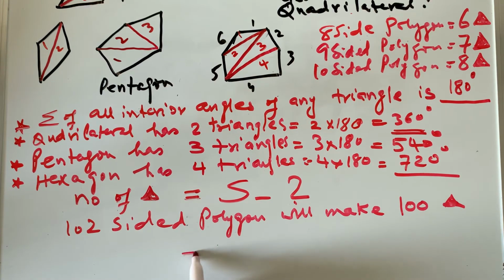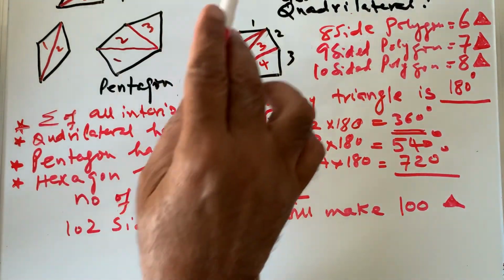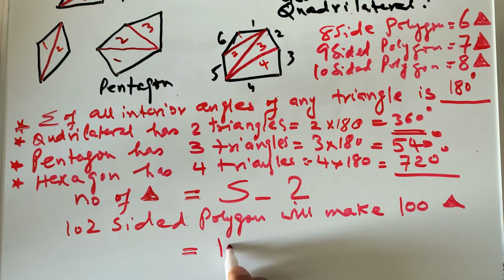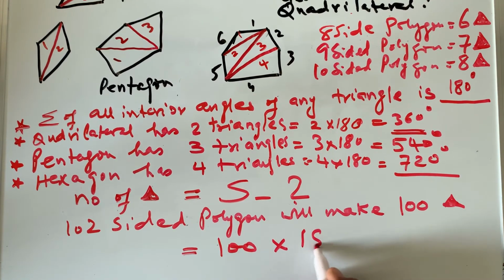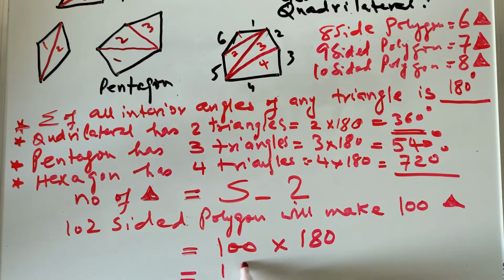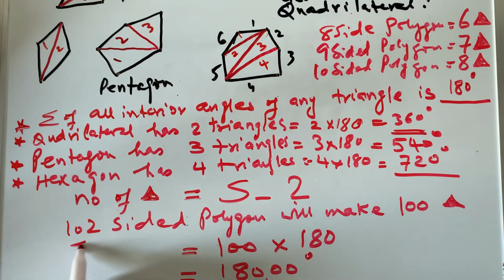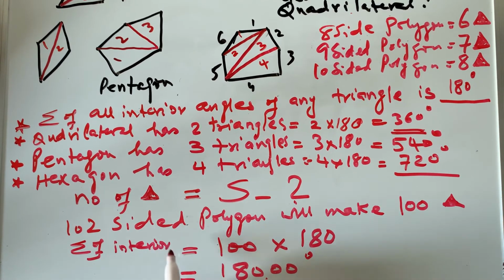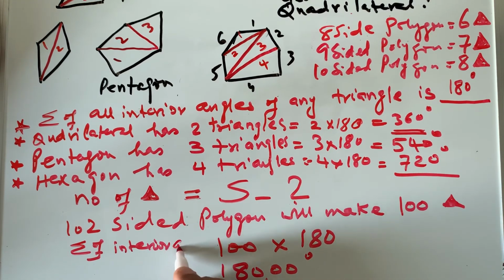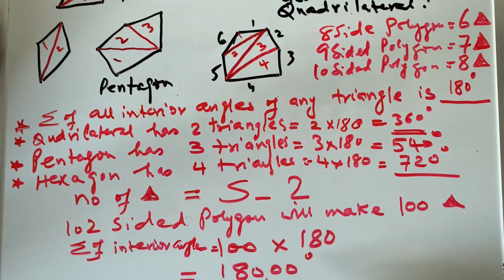And what is one triangle's interior angle sum? 180. So 100 triangles times 180. So your answer is 18,000. The sum of the interior angles is 18,000 degrees. Sum of interior angles, right? The sum of interior angles will be this.